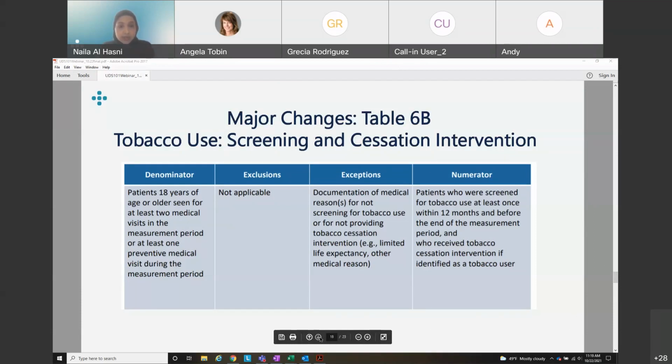And then the electronic nicotine delivery systems, which include electronic cigarettes, are not currently classified as tobacco and are not included in this measure. And then cessation counseling intervention for a tobacco user must occur at or following the most recent screening and before the end of the calendar year. Just a reminder, if the person had multiple screenings, use the most recent screening that documents the status as a tobacco user or non-user. Next slide, please.